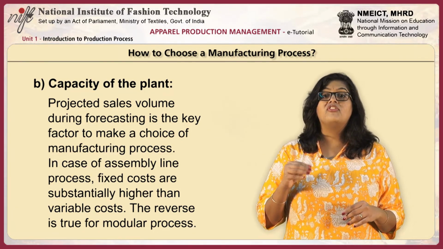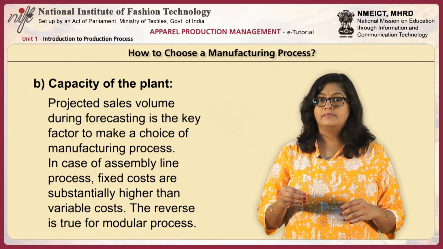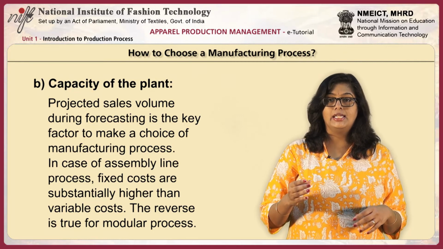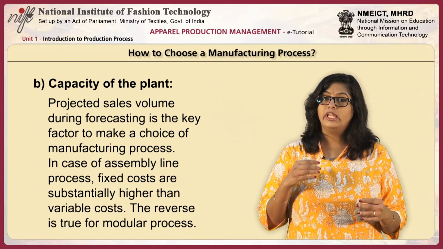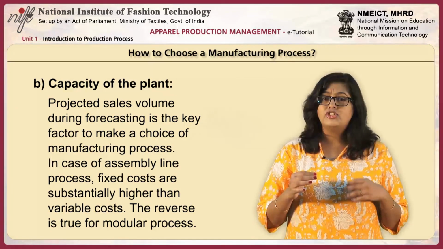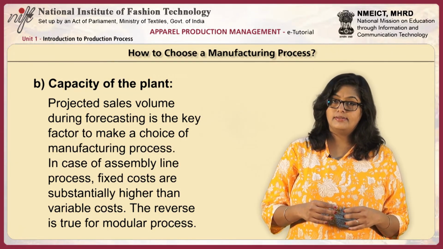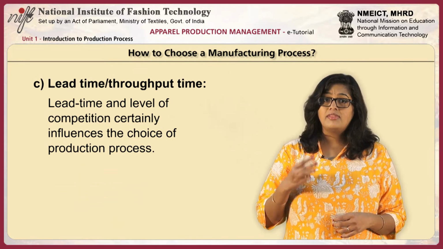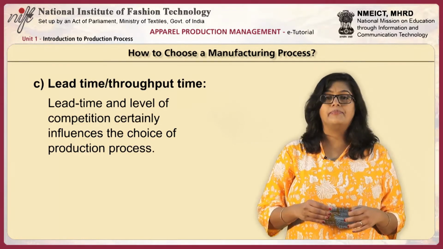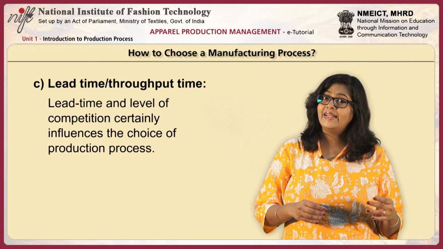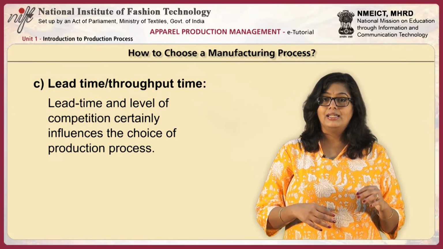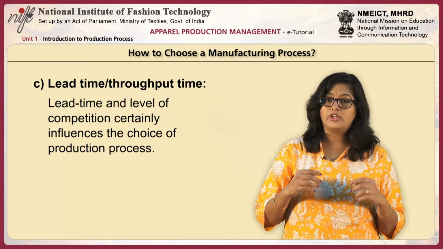In case of assembly line processes, fixed costs are substantially higher than variable costs. The reverse is true for modular processes. The third factor being lead time or throughput time. Lead time and the level of competition certainly influence the choice of production process.